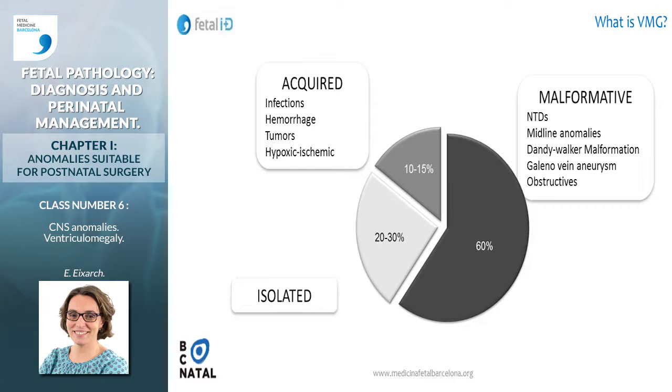In 10 to 15% of cases will be secondary to an acquired pathology, which means something that happened in the gestation, as could be an infection, hemorrhage, or a hypoxic ischemic lesion. And finally, in 20 to 30% of cases, we won't be able to identify the underlying cause, and then we will classify it as isolated ventriculomegaly.